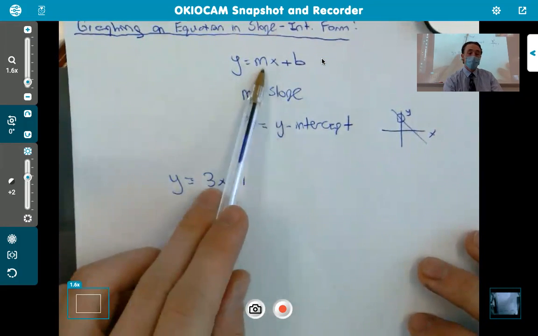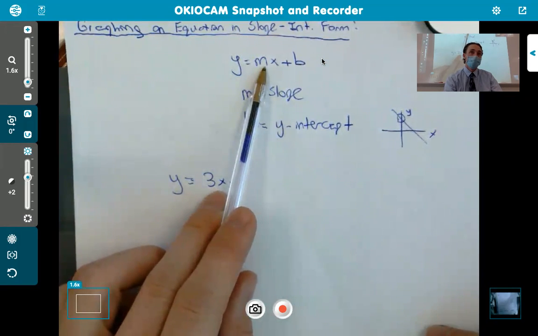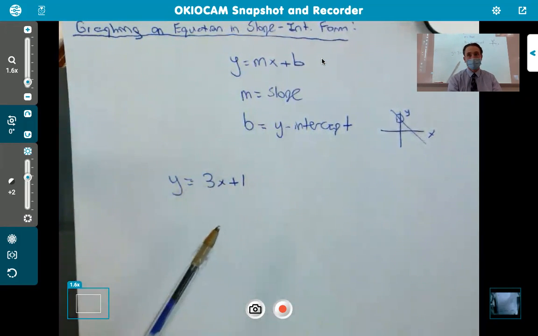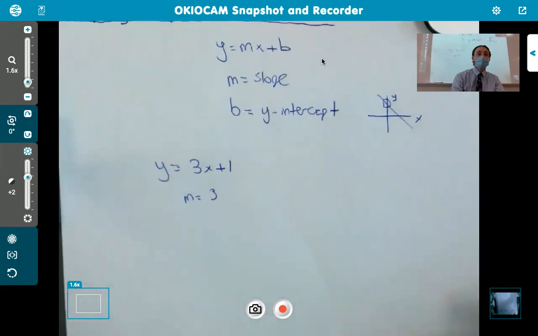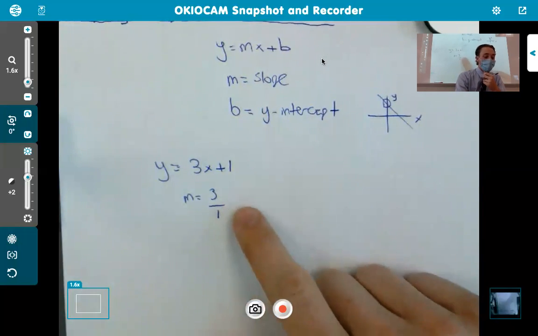m is your slope. It's the number that's written right next to x. So given this equation, what number is written next to x? What would be your slope? 3. So we'll just write m equals 3. And when we're writing our slope, because we're dealing with how many points we go over and down, let's start writing this as 3 over 1. Because technically any whole number is just that number divided by 1. That's how we get that whole number. So m is 3 over 1.